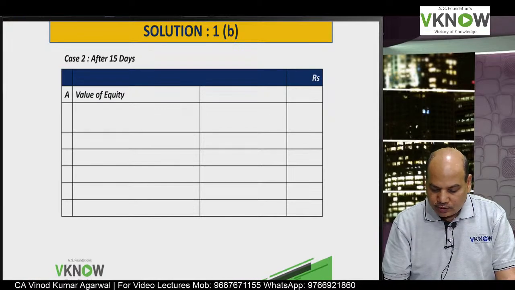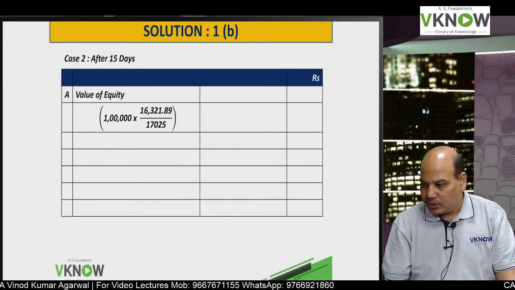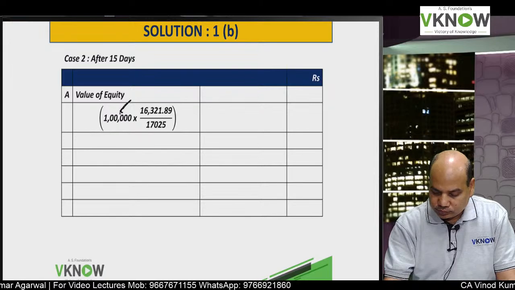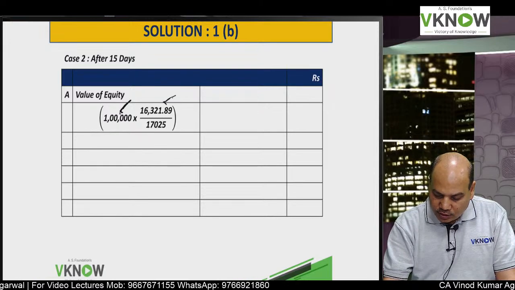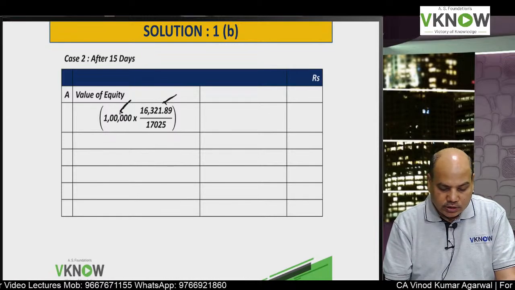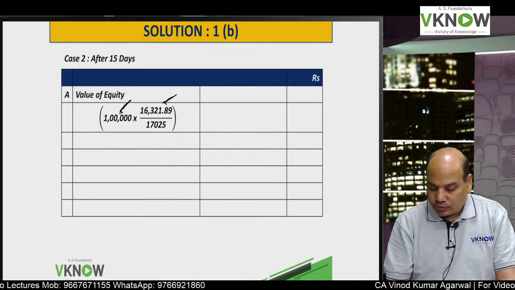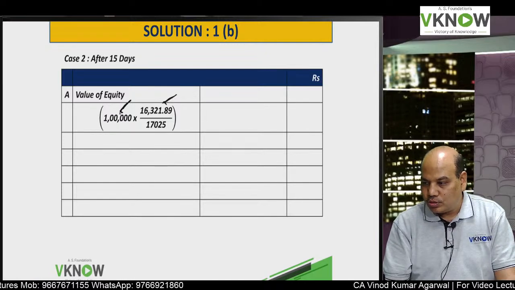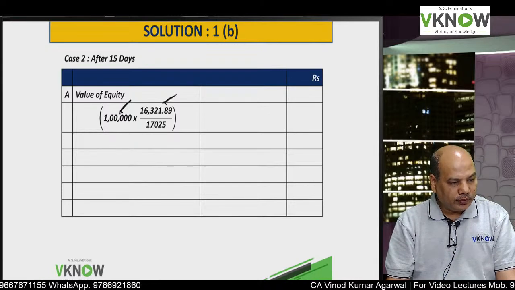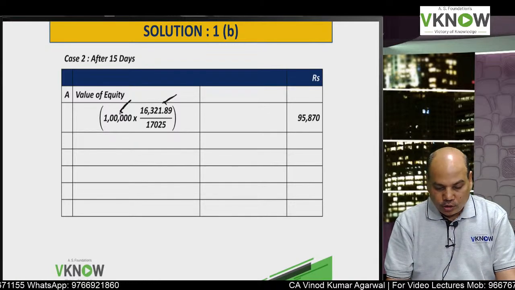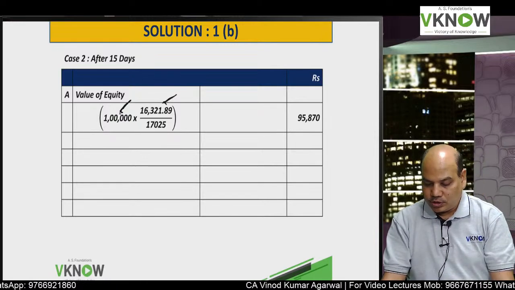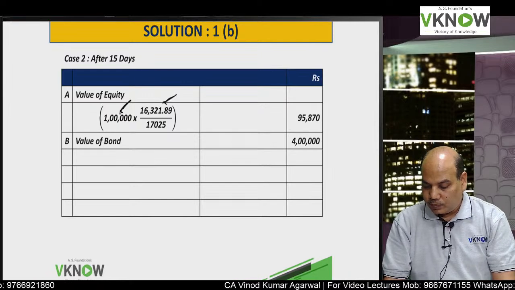Come on, next, after 15 days, now show your intelligence. After 15 days, value of equity will be proportionate. 1 lakh he had invested. Now the Nifty is 1631.89 divided by 17025. What will be the value of equity now? It will fall to 95870.